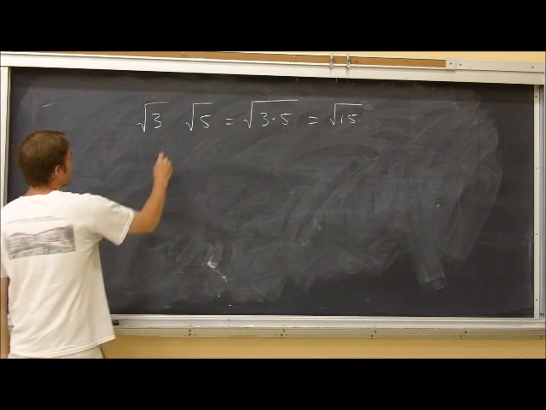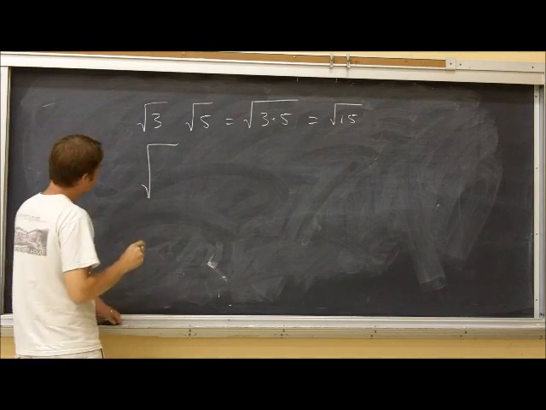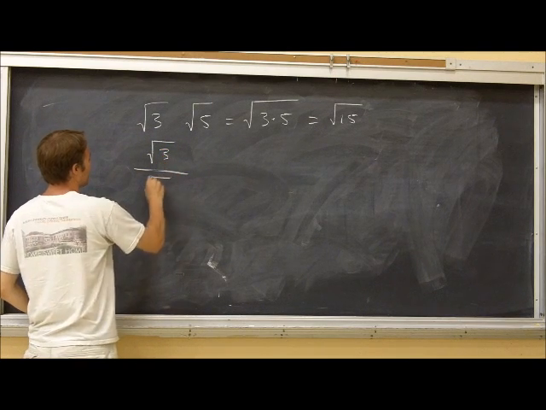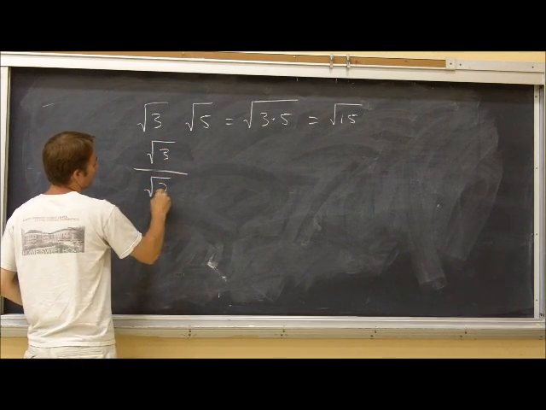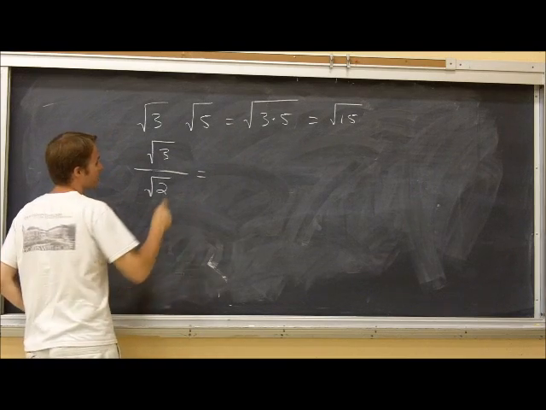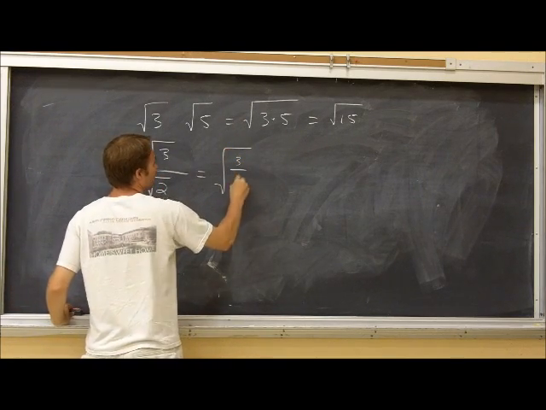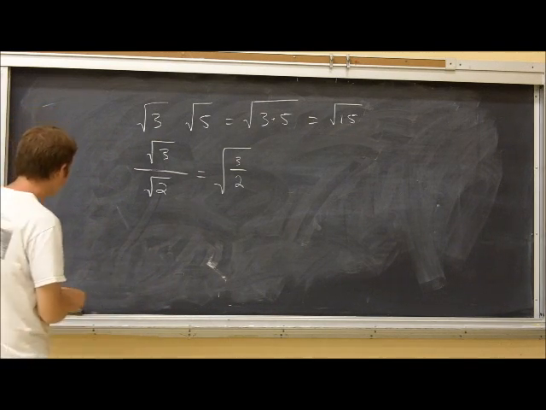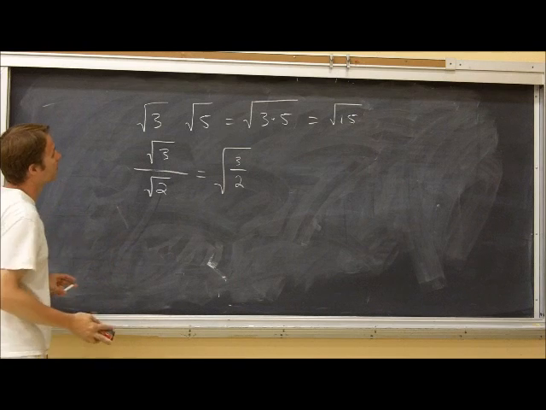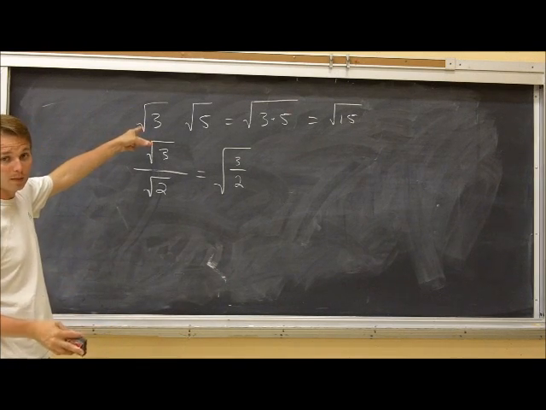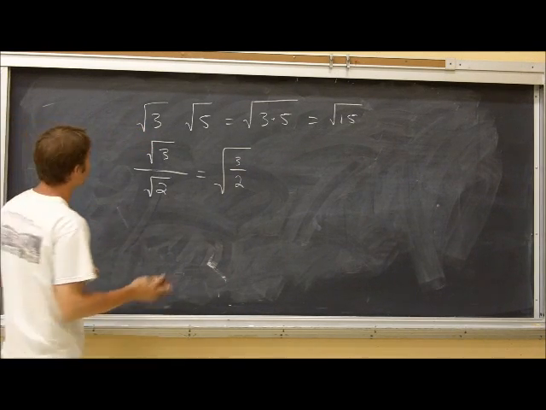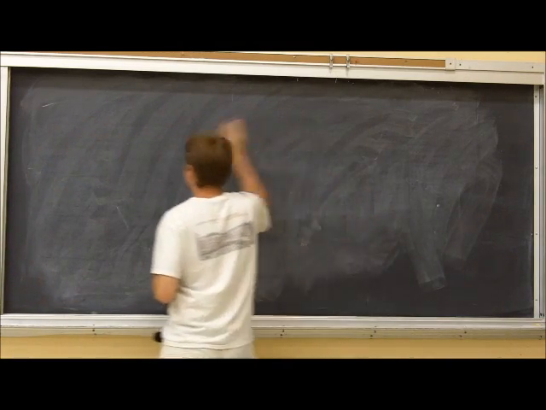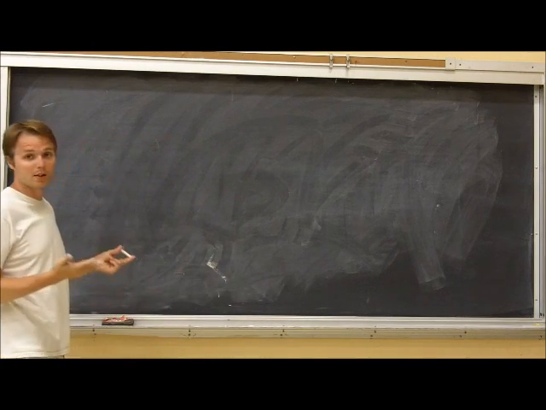Same thing with division. So if I'm taking the square root of 3 divided by the square root of 2, for example, I can really just rewrite this as the square root of 3 divided by 2, so the square root of 1 1/2. Now, the nice thing here is that even if these aren't the same radical types, I can still possibly do some combinations. It depends on what the base is.